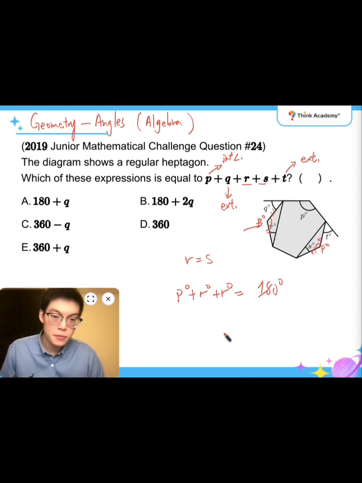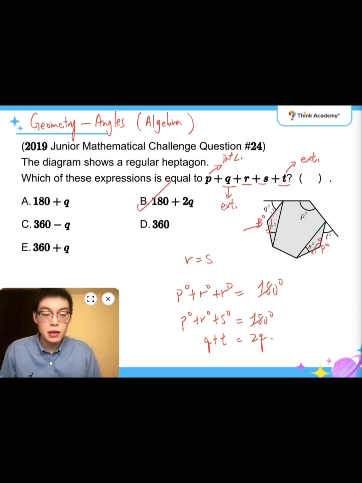So what does it mean? It means that P adding R adding S is 180 degrees. What about Q and T then? They are the exterior angles, but they are the same, right? So Q adding T is equal to 2Q. Altogether, all of them adding together would be 180 adding 2Q. And it's done. All right, that's how we can find the answer to this question.